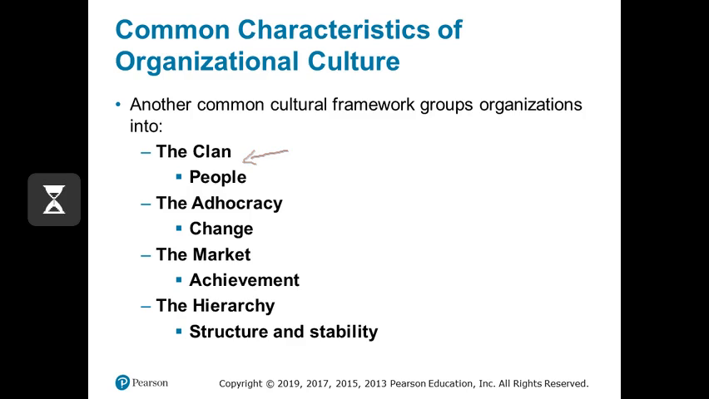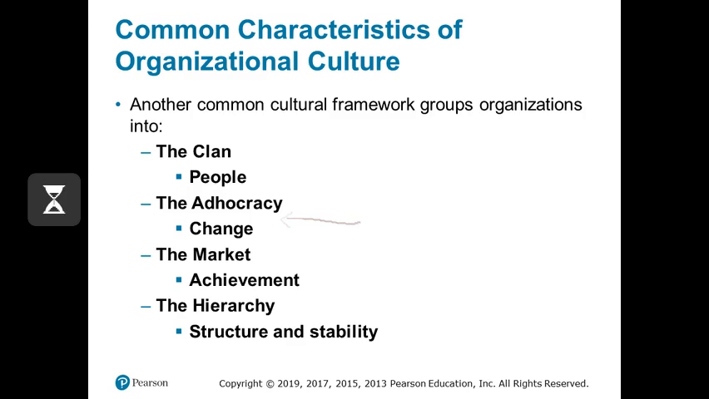Then we have the adhocracy, and this really deals with having a culture based upon change. Okay. So employees value things like growth and autonomy and stimulation. And this is very similar to the adaptability component that we talked about previously.